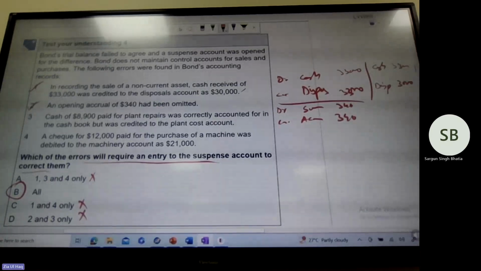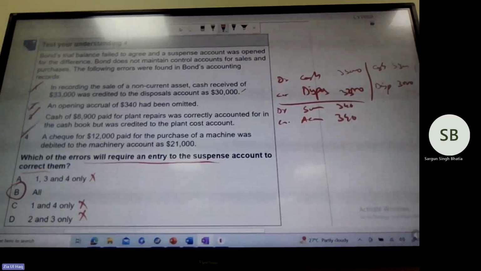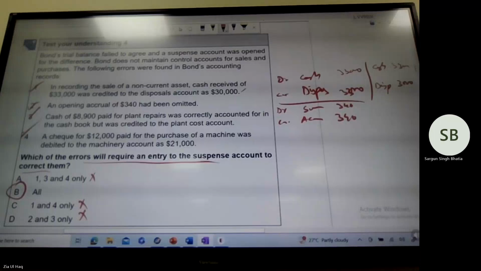According to option A, only 1, 3, and 4, but even in 2 a suspense account is involved. C is saying 1 and 4, but even in 2 a suspense account is involved. And D is saying 2 and 3, but even in 1 a suspense account is involved. So it is all of the above, and you can identify the suspense account is involved in both. Shall we move forward? Yes, sir.